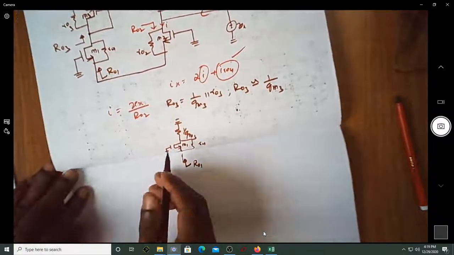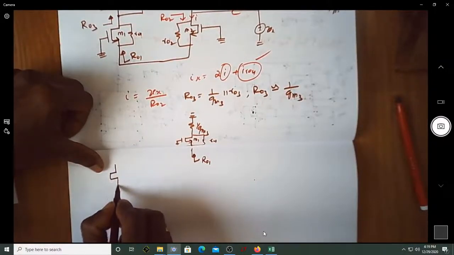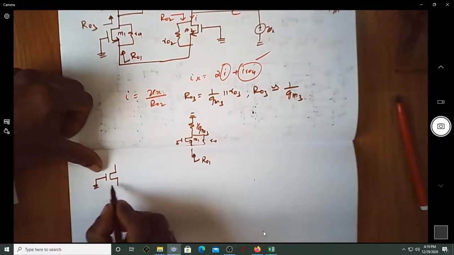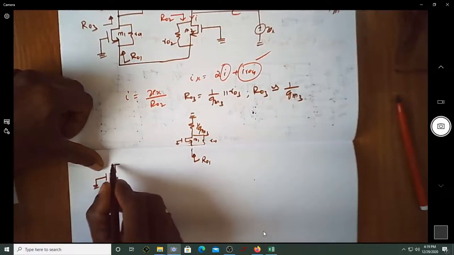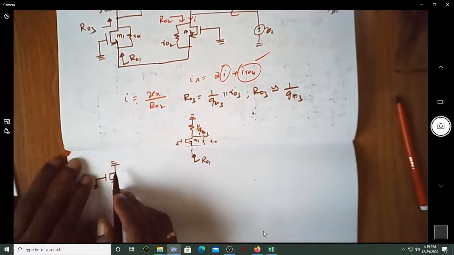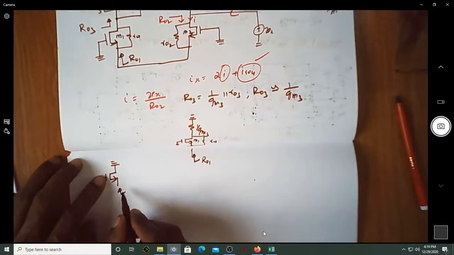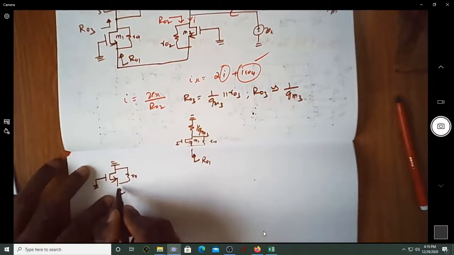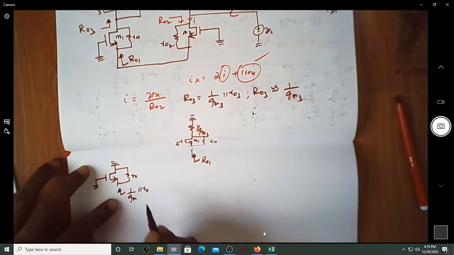Let us try to recollect what we discussed during the earlier classes. Suppose you have a source, and the drain is AC grounded. If you are looking towards the source, even though you have your R0, what is the resistance looking towards the source? It is 1 over Gm parallel with R0.